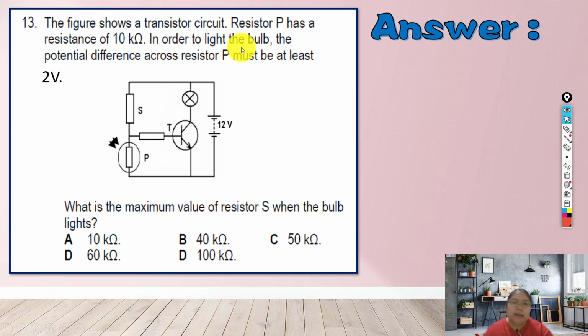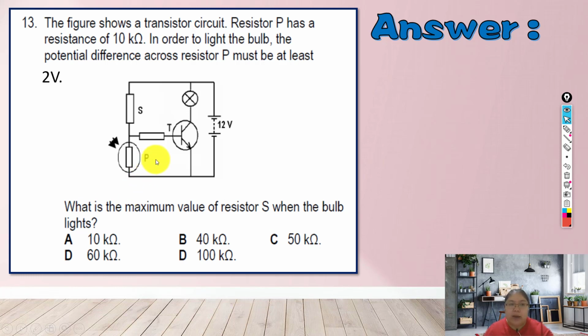In order to light up the bulb, the potential difference across the resistor P must be at least 2 volt. So to light up this whole circuit, the bulb, you need at least the resistor base voltage to become 2 volt. That means they can light up the bulb. The question asks for the maximum value of the resistor S when the bulb lights up.